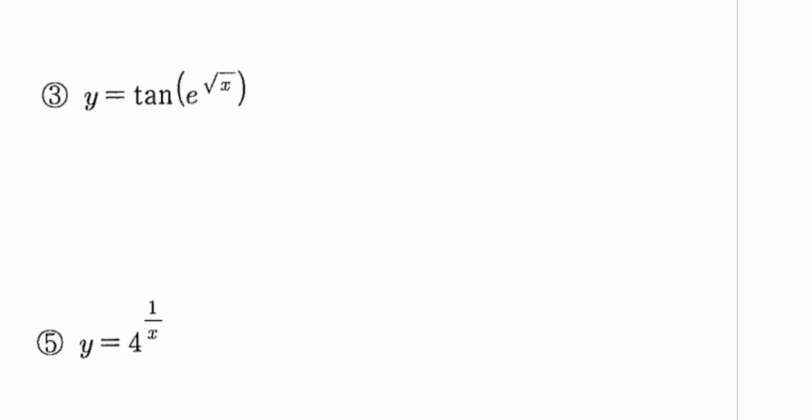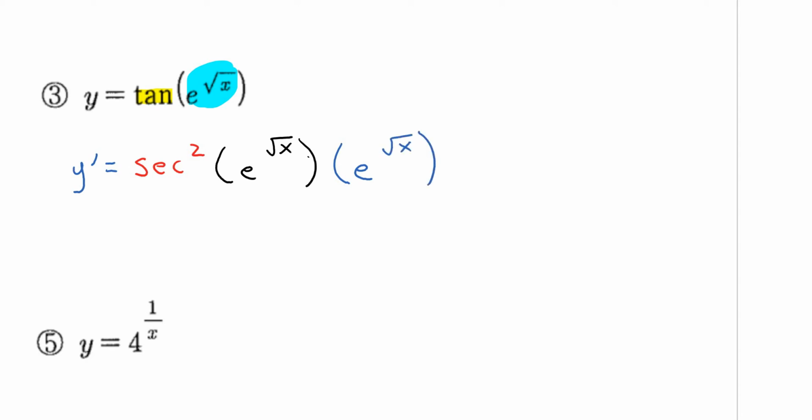Moving on to question number 3, I need to take the derivative of y equals tan of e to the power of root x. In order to find the derivative, I would start by finding the derivative of tan, and the derivative of tan is secant squared of the inside, so secant squared, and the inside is e to the power of root x. So that's the derivative of tan, and then the chain rule states that I need to find the derivative of the inside function, which is e to the power of root x. If you're finding the derivative of e to the power of root x, you can start off by copying out the function, which is e to the power of root x.